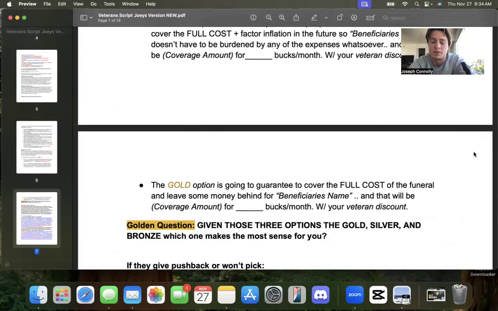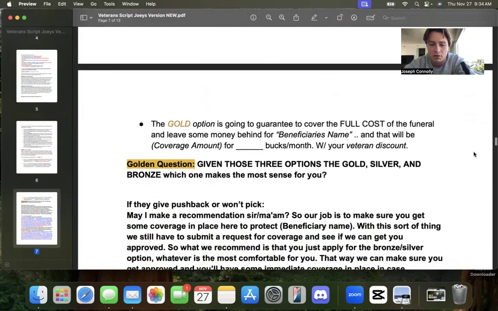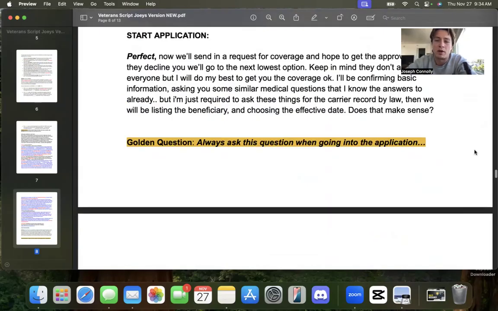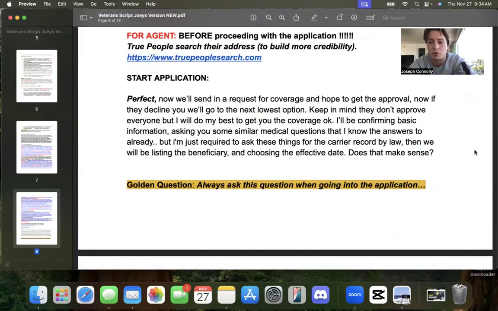The silver? All right, perfect, sir. Yes, that's the one most veterans go with here. So what we'll do now is we'll send in the request for coverage and hopefully get you approved. Now, if for whatever reason they decline you, we can always try the next lowest option. Just keep in mind, sir, they don't approve everybody, but I'll obviously do my very best to get you the coverage for your daughter, Janice, okay?